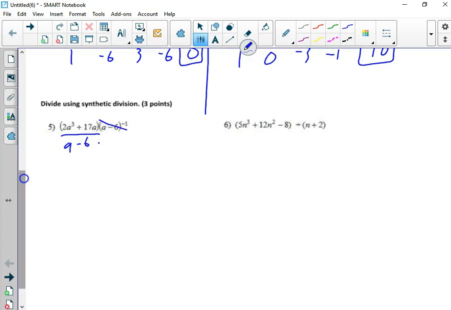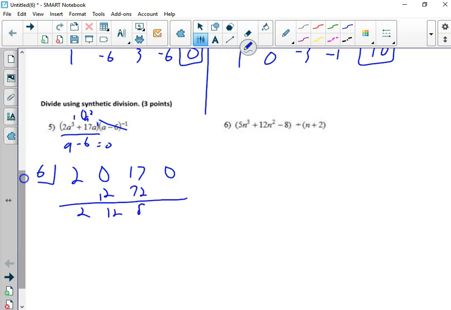Different format. So this is what I'm going to set equal to 0, which means 6 goes in my box. Okay, I have 3, so there's a coefficient there. I do not have an a squared. It's really 0a squared, so I need a 0 there. I have my 1, but I also do not have a constant, so I do need a constant. So, drop down, multiply, add, multiply, add, multiply, add. Big old leftover, big remainder.